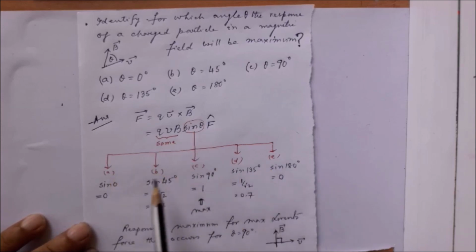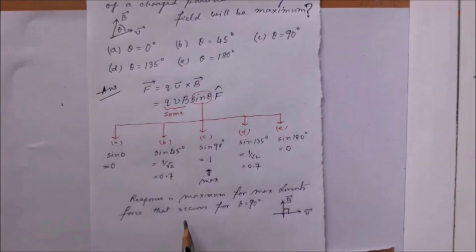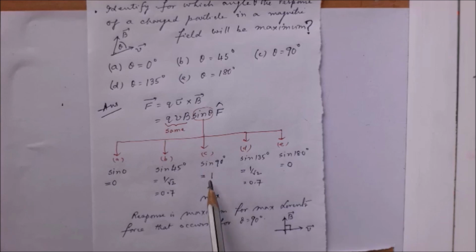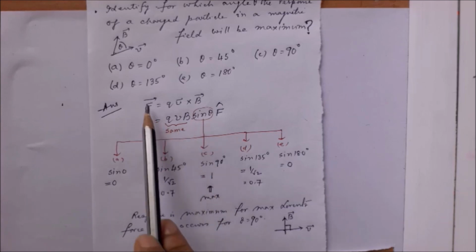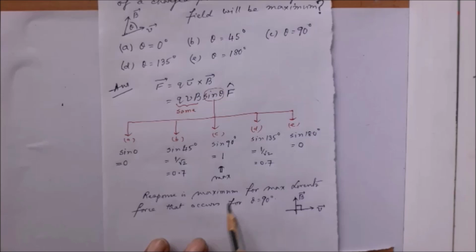So there are 5 cases, and we have put the values of theta here: theta equal to 0, 45, 90, 135 and 180. On evaluation we find that sine 90 is 1, and that is the maximum. Obviously sine 90 being maximum, the force corresponding to it will be maximum, and therefore the response will be maximum. So the answer is therefore C.